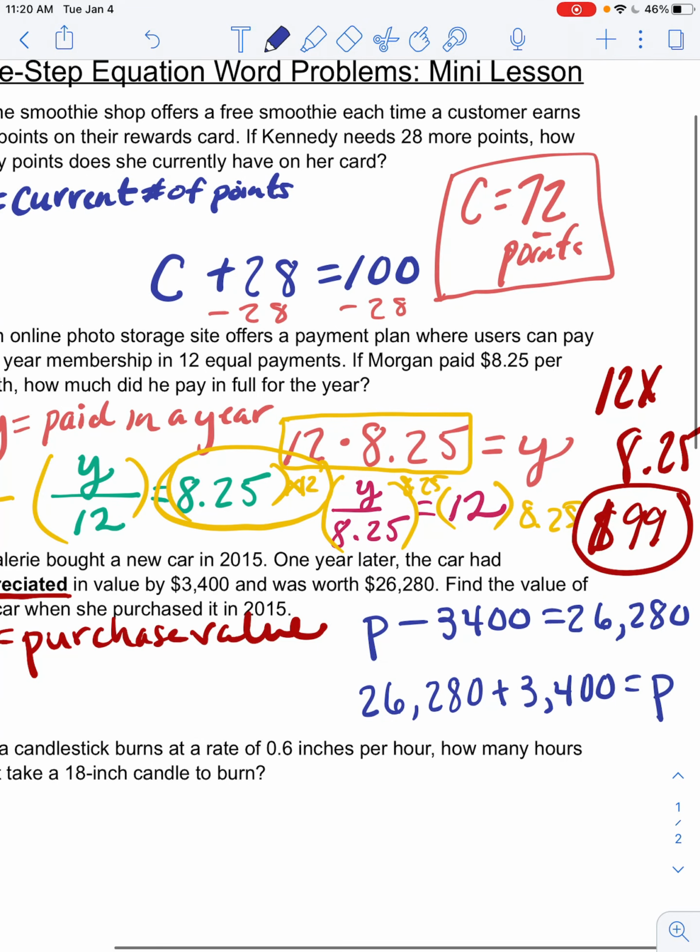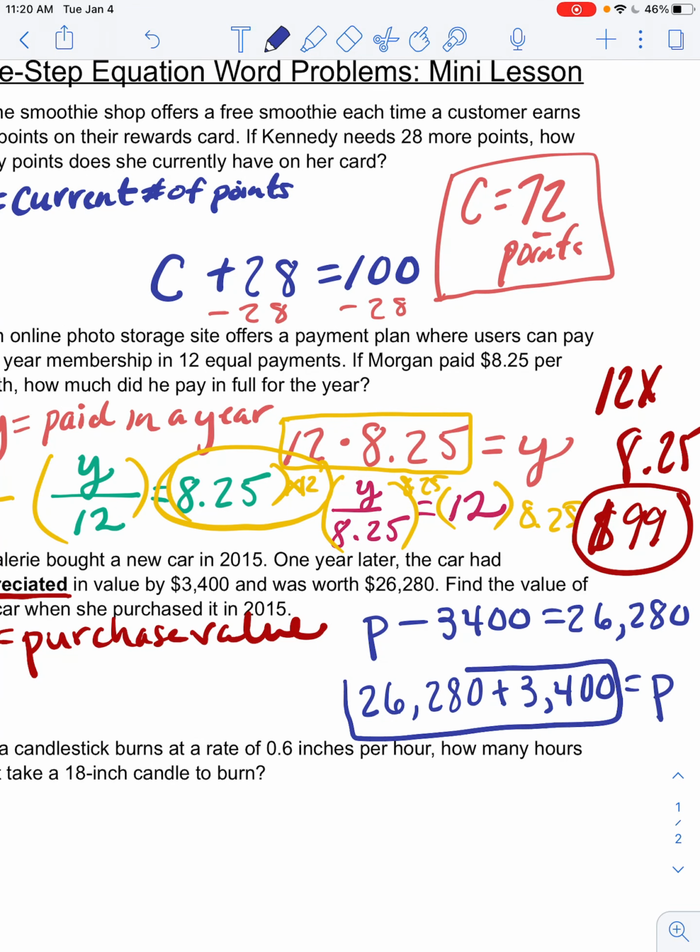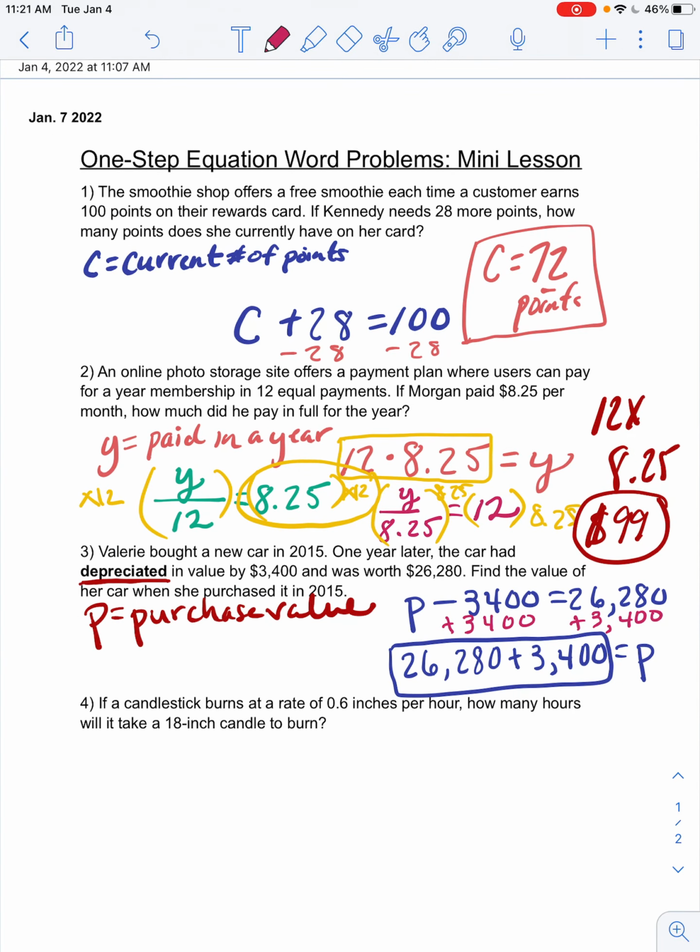On the bottom way, you can see that all you have to do is add those 2 amounts together. And on the top, you would need the inverse operation, and you would add $3,400 to each side. And you've got your calculator, so 26,280 plus 3,400 is a total of $29,680.